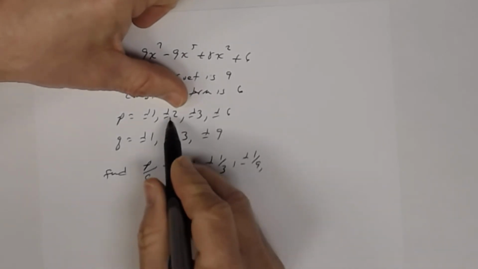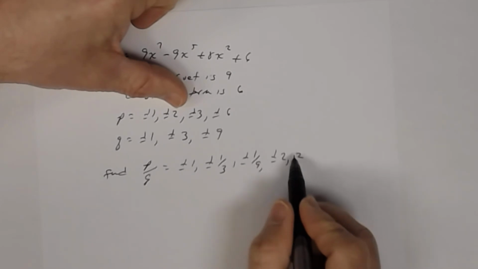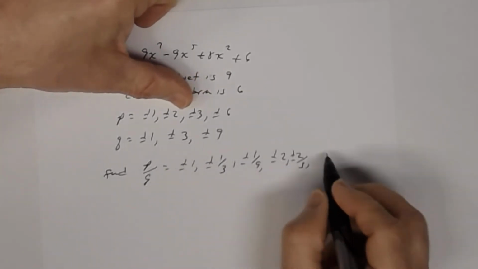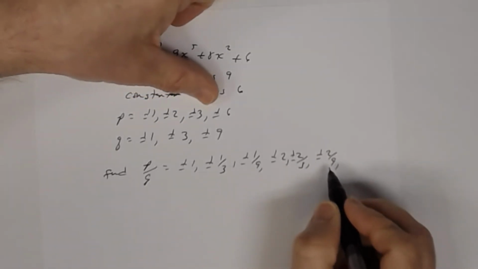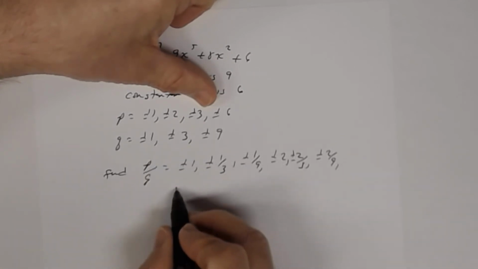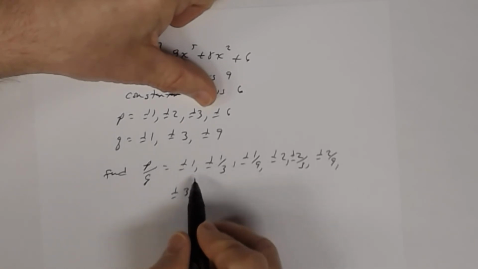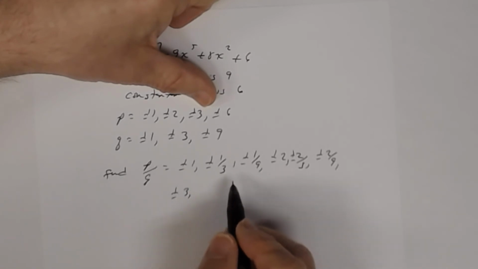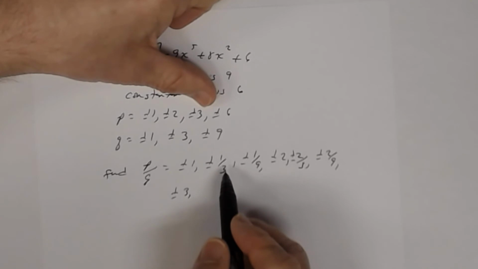Then 2. 2 divided by 1 is 2, plus or minus 2. 2 divided by 3 is plus or minus 2/3. And 2 divided by 9 is plus or minus 2/9. Now let's do the 3. 3 divided by 1 is 3. I don't have it listed, so plus or minus 3. 3 divided by 3 is 1. I already have it listed, so don't do it any further. You're done with that. And 3 divided by 9 is 1/3. I already have it listed.